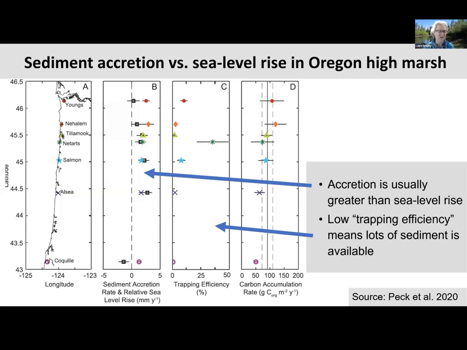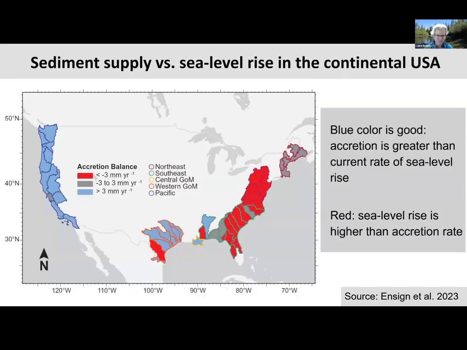But in general, we have lots of accretion, and that's supported by this trapping efficiency graph here. Aaron calculated how much of the sediment coming down these watersheds is trapped in the estuary versus how much goes out to the ocean. And generally, our estuaries in Oregon trap very low amount of the total sediment, less than 10%. And that's a good thing when it comes to thinking about climate change resilience, because we don't have a problem of sediment-starved systems. And that's not the case for other parts of the country.